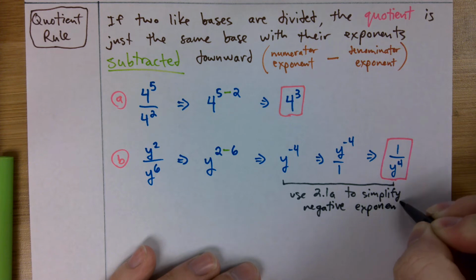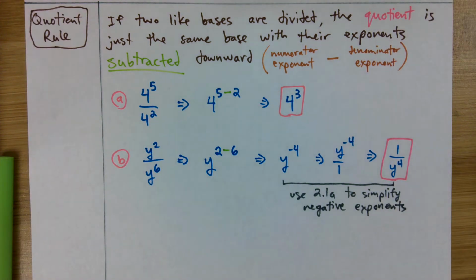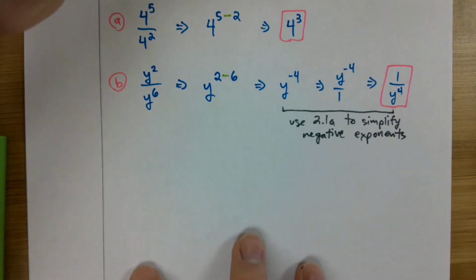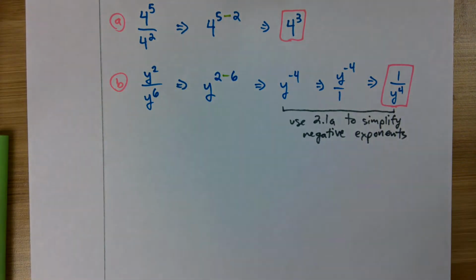All right. There you go. I just added in use 2.1a to simplify negative exponents if you need it. All right, let's take a look at example C.